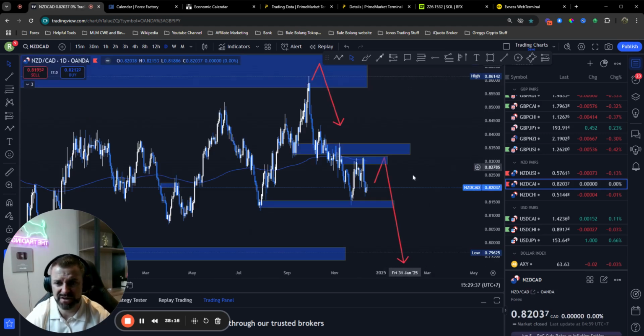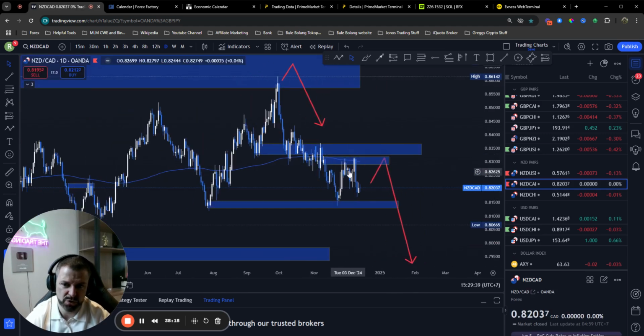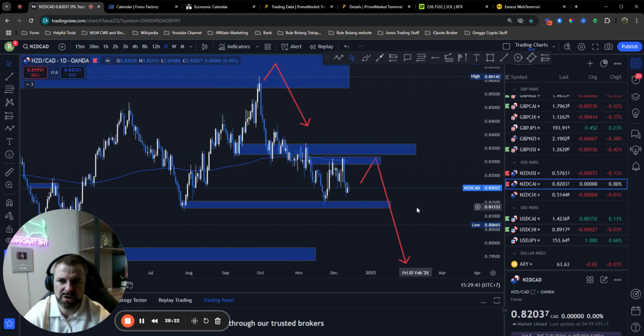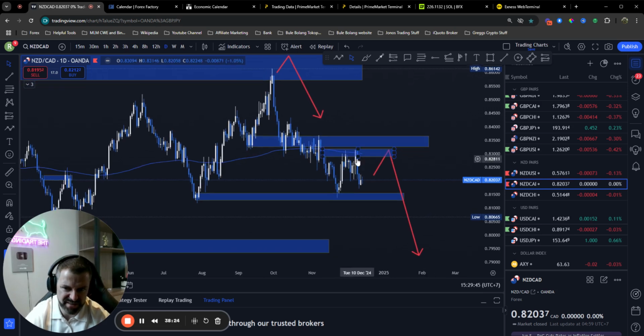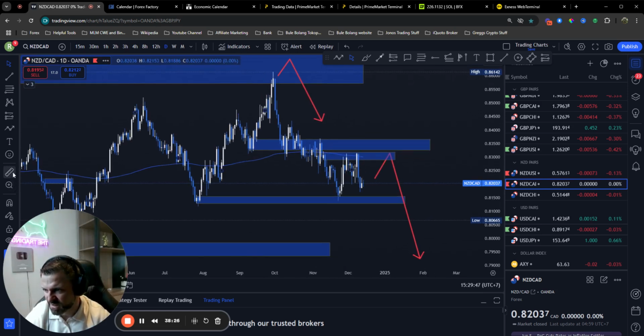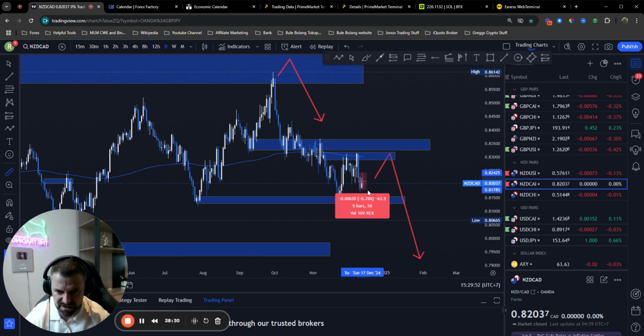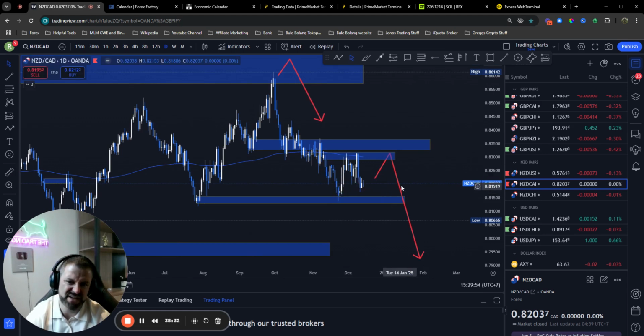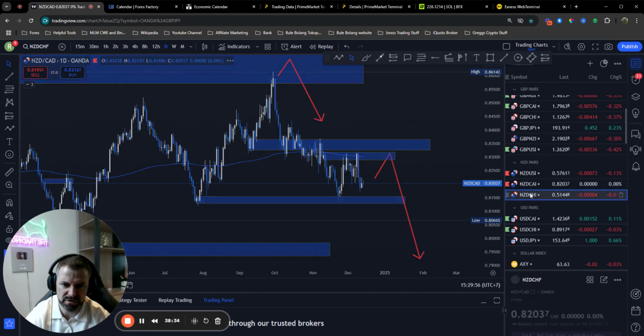NZD CAD, same again. Look, it's exactly done that. Boom, broke away, came back for the retest and melted, but it's just really shit. You don't have to take every trade that comes. That is dog shit. If you waited for the candle close, you're going to enter around about here. 78 pips. It's not worth it. Boring.